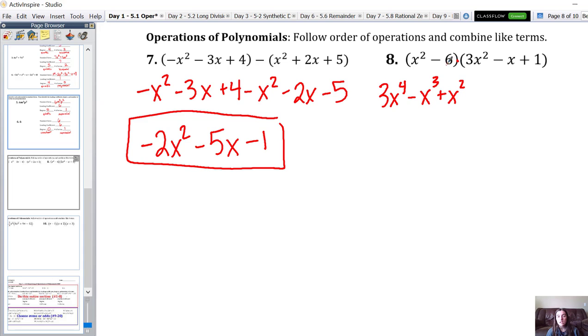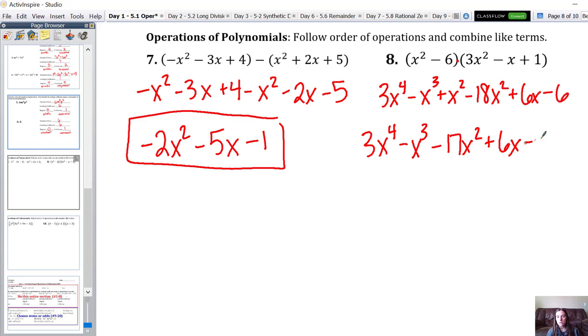Now distributing the negative 6. Negative 6 times 3x squared is negative 18x squared. Times negative x is positive 6x. And times 1 is negative 6. And then we combine like terms. There's only one term with x to the 4th, starting with that. There's only one term with x cubed, keeping that. X squared minus 18x squared is negative 17x squared. Only one term that's linear, and only one constant.